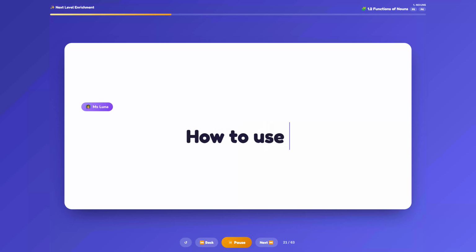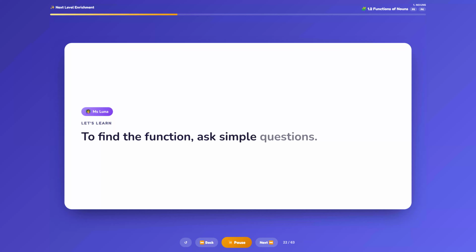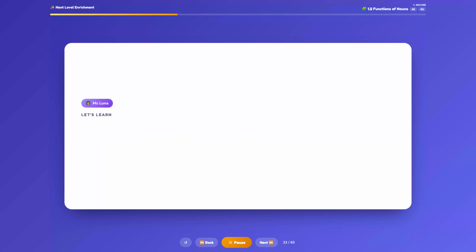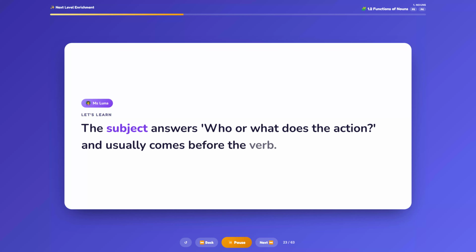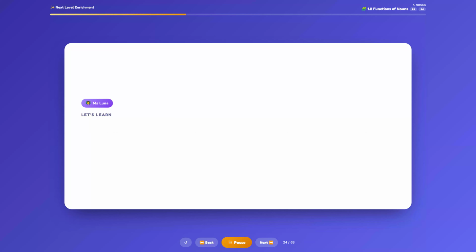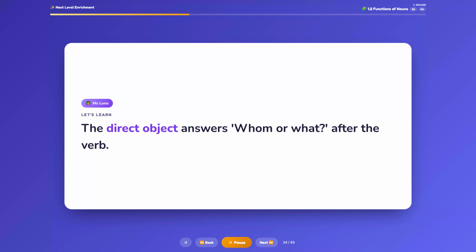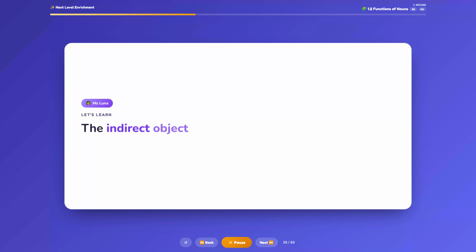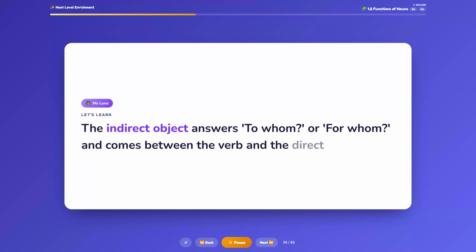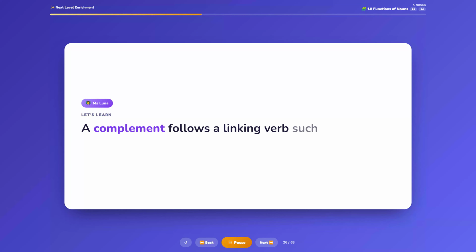How to use it? To find the function, ask simple questions. The subject answers who or what does the action, and usually comes before the verb. The direct object answers whom or what, after the verb. The indirect object answers to whom, or for whom, and comes between the verb and the direct object. A complement follows a linking verb such as be, become, or seem, and renames the subject.